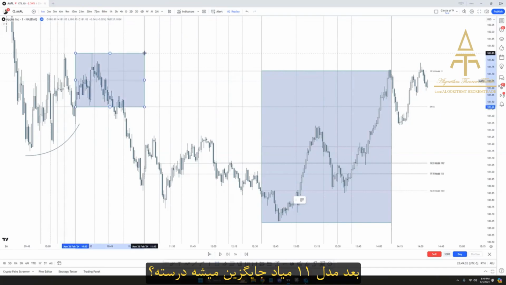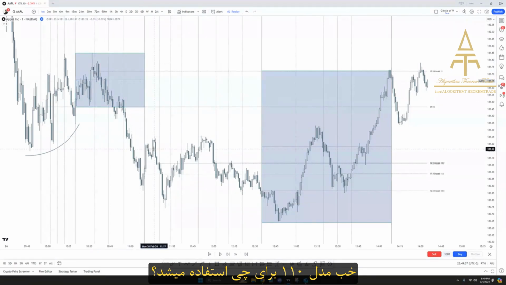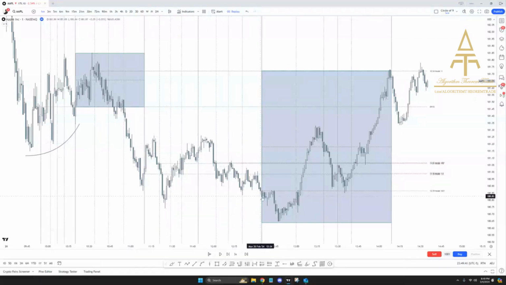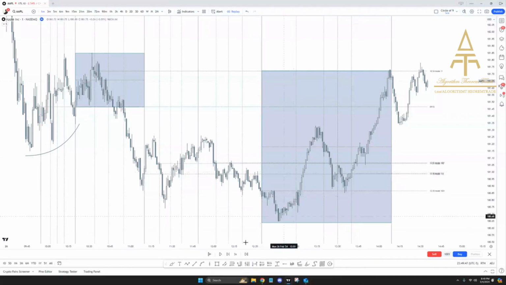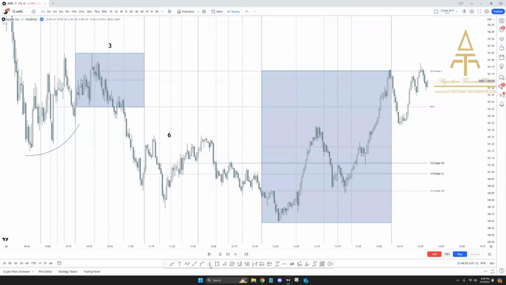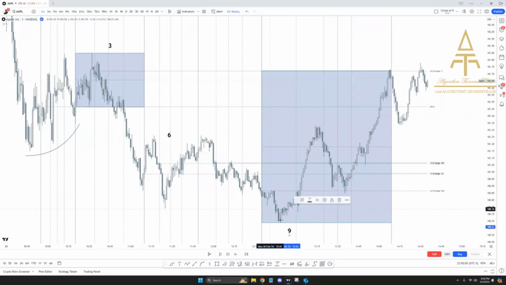Then Model 11 takes place here, right? So what is Model 110 used for? Continuation above the root candles, down, distributing down. And now we are in Model 1001 territory. So 3, 6 was used for continuation, as I talked about. Then here we can see a completion of the cycle, 3, 6, 9, and a reversal.